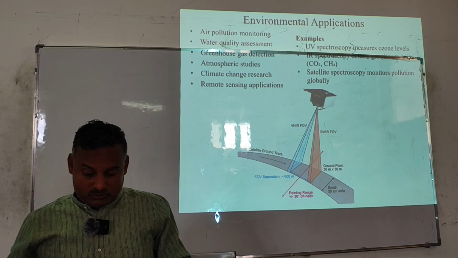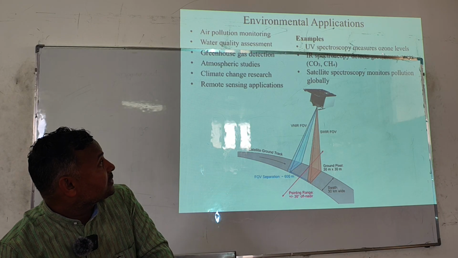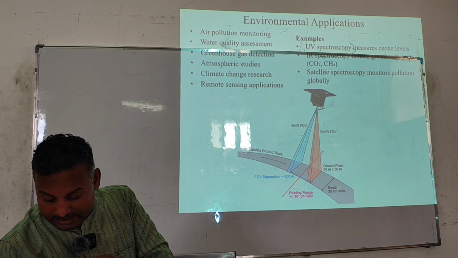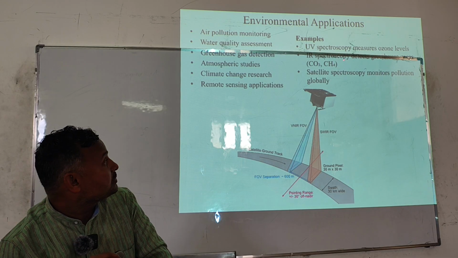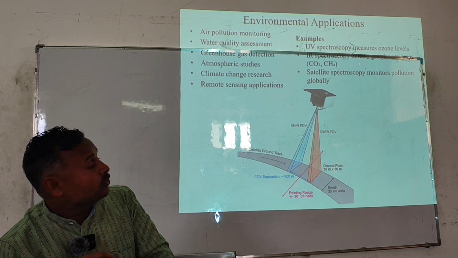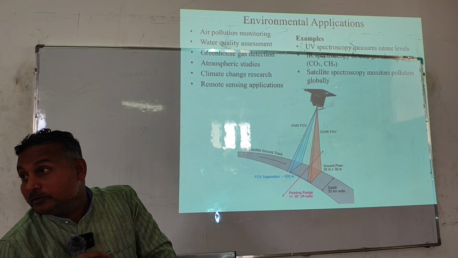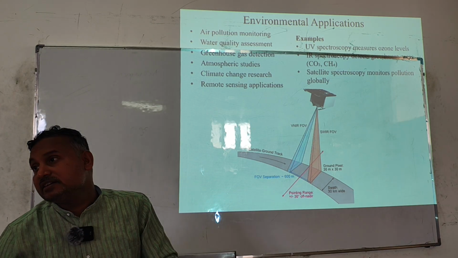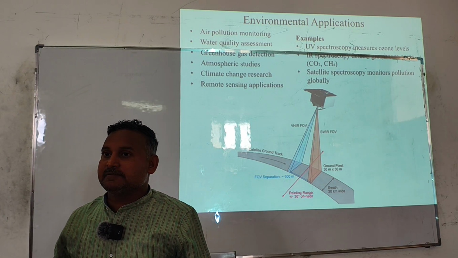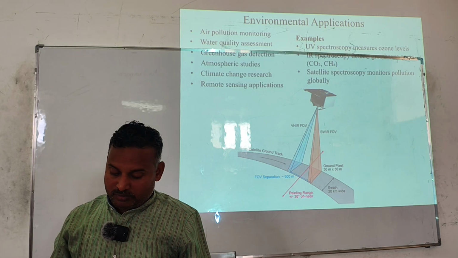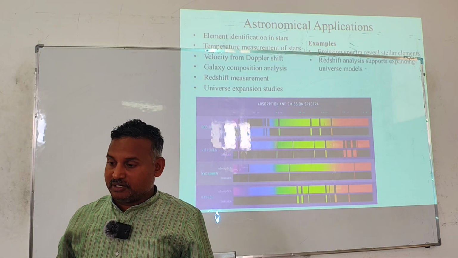Okay. So UV spectroscopy measures ozone levels. IR spectroscopy detects greenhouse gases like CO2 and CH4. Satellite spectroscopy monitors pollution globally. You can see satellite spectroscopy, isn't it? So this is how we are using it in environmental applications.